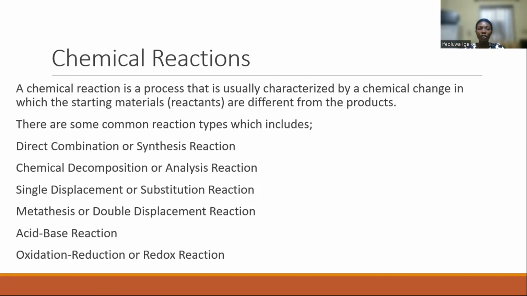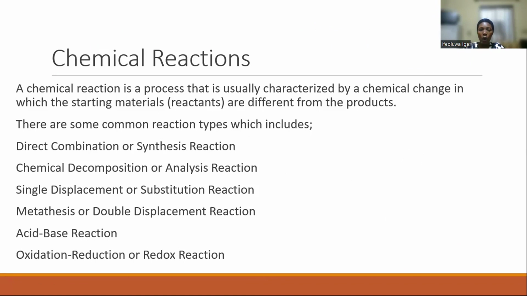Now, what is chemical reaction? Chemical reaction is a process that is usually characterized by a chemical change in which the starting materials, that is the reactants, are different from the products. In chemical reaction, there are some things that we need to note.